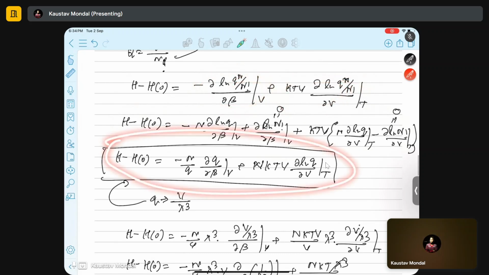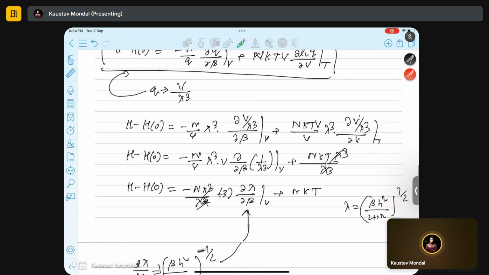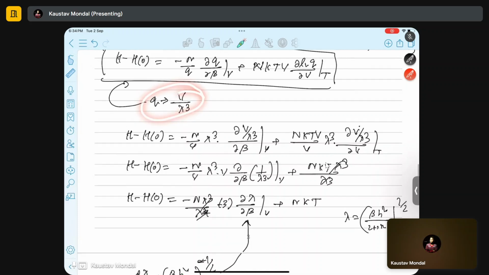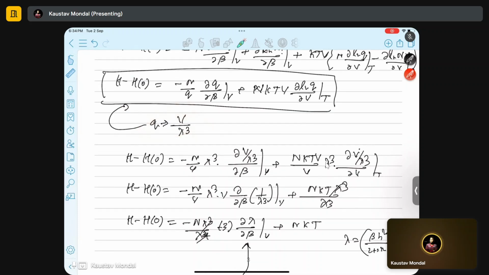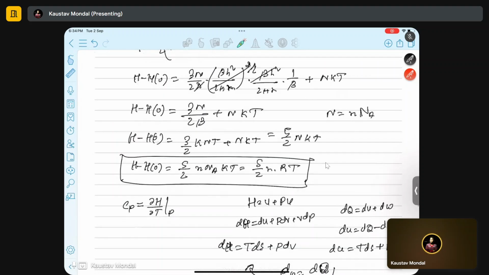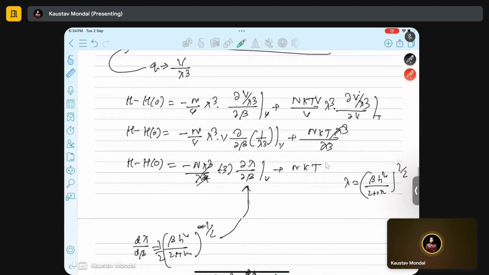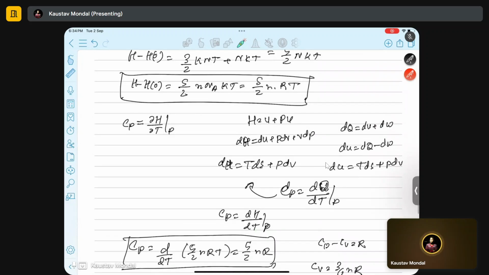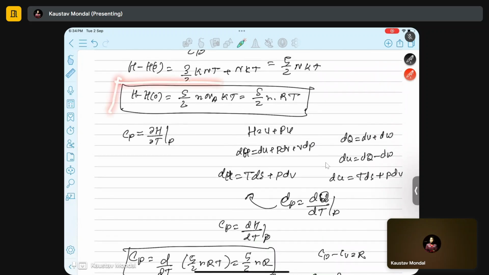Next, we already knew what the translational partition function of a monatomic molecule is if it's moving inside a chamber, a 3D chamber or box. Then the H minus A0 would be simply this expression. Now if we do the further mathematics, at the end, for an ideal gas, the enthalpy will take the form H minus H0 is equal to 5 by 2 nRT, right?